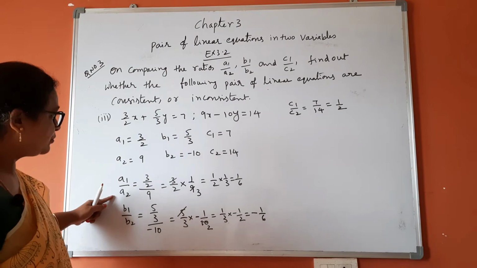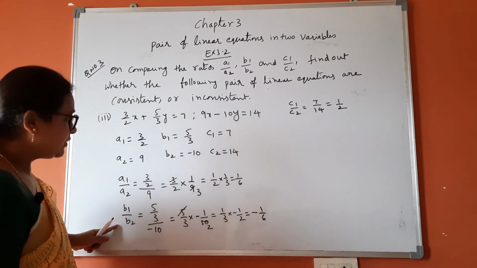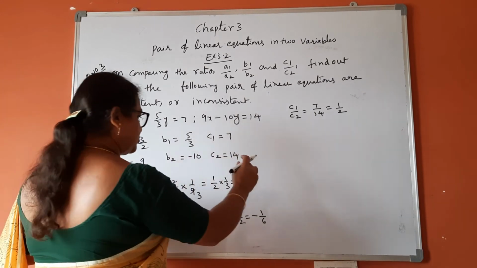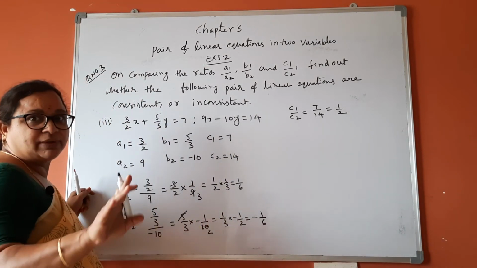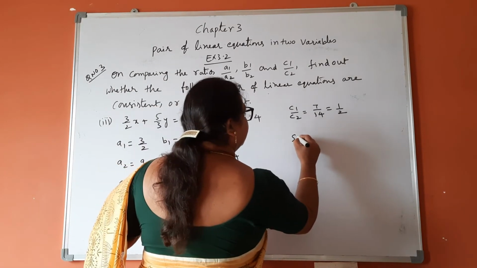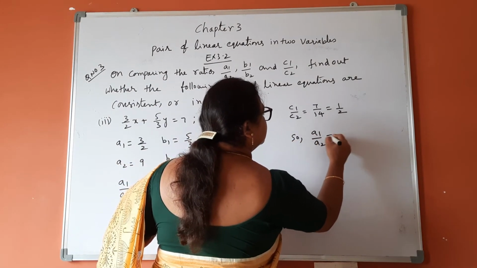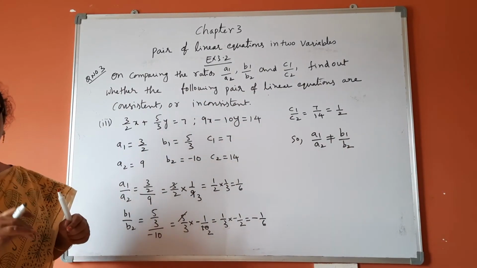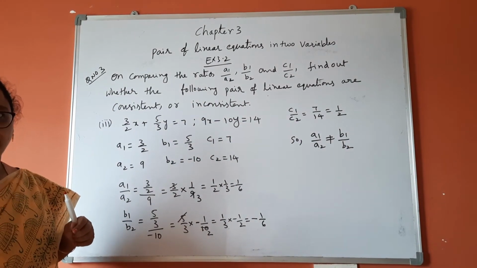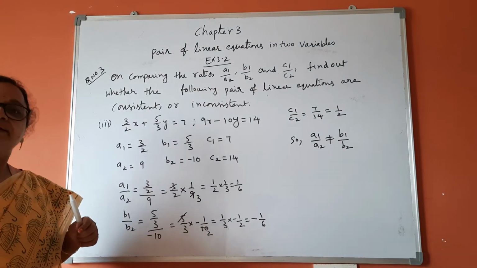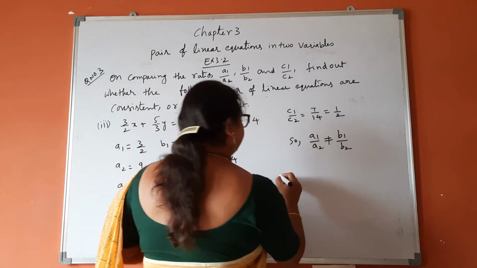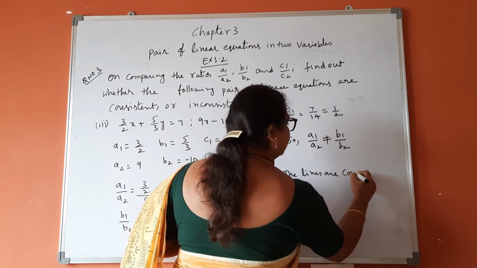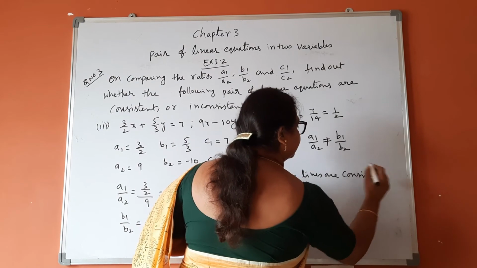So A1 by A2 is 1 by 6, B1 by B2 is minus 1 by 6, C1 by C2 is 1 by 2. So 1 by 6 is not equal to minus 1 by 6. That means A1 by A2 is not equal to B1 by B2. So the lines are intersecting lines. So they will have unique solution. That means consistent. Therefore, the lines are consistent.